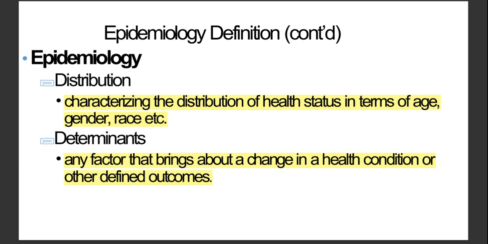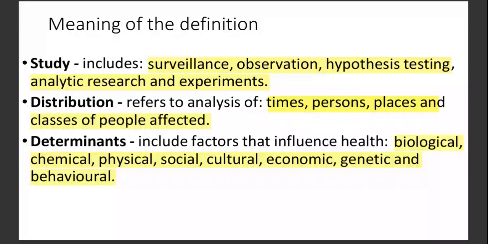And then we have got determinants. So determinant is any factor that brings about a change in health condition or other defined outcome. Those are health determinants. Any factor that brings about a change in health condition. For example, if you have poor water or not clean water, that can be a factor that can bring about a change in health outcome. Maybe poor health hygiene. So those are factors that are going to change these health outcomes.